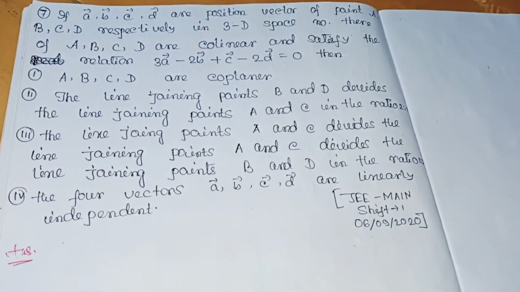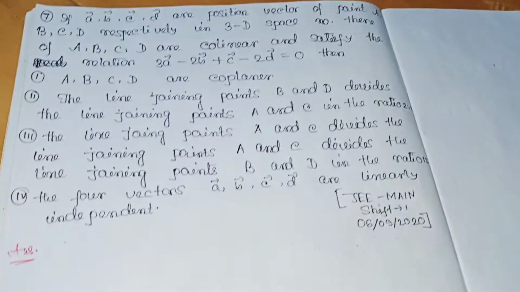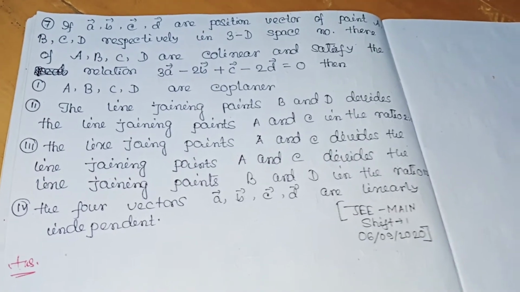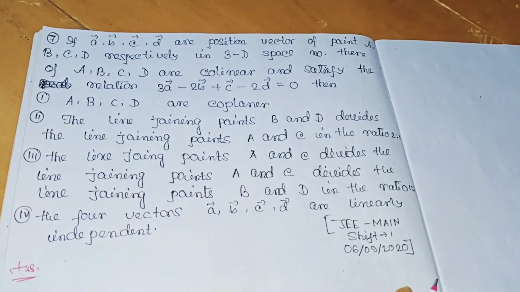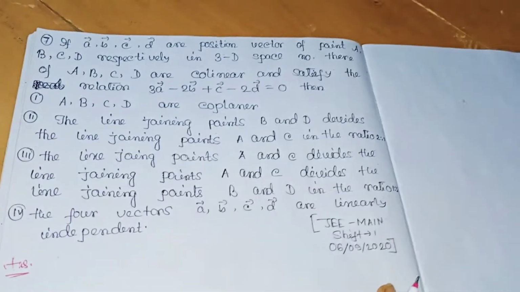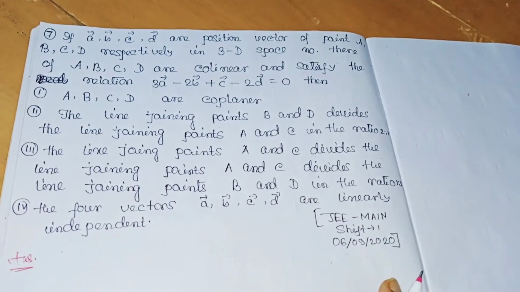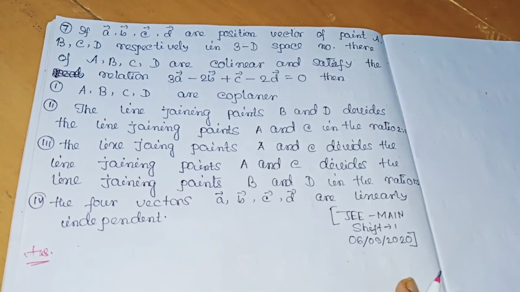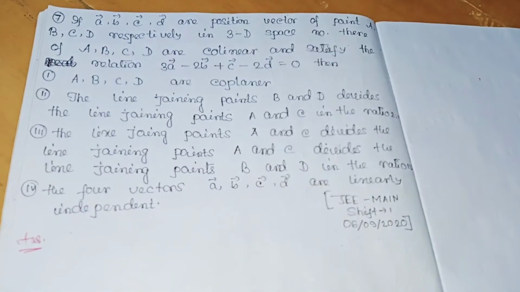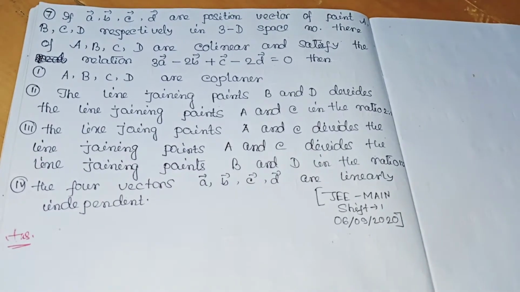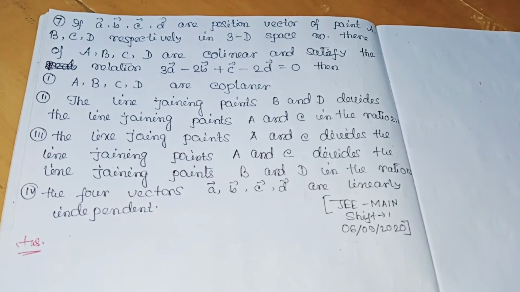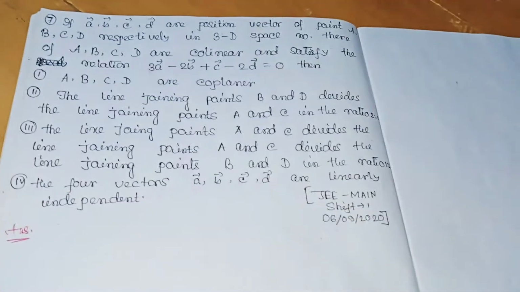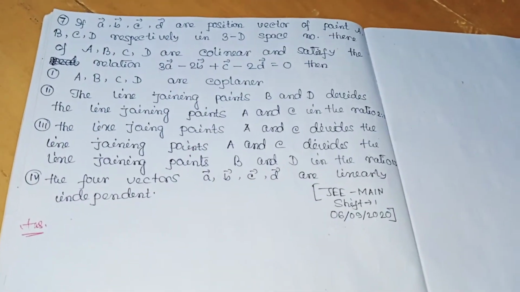Today we solve the JEE-MAIN Shift-1, 6th of September 2020 question. Question number 7. If vector A, vector B, vector C, vector D are the position vectors of points A, B, C, D respectively in 3D space, then A, B, C, D are collinear and satisfy the relation 3A minus 2B plus C minus 2D is equal to 0, then 4 options are given. This is a question on position vectors, and it's a memory based question.